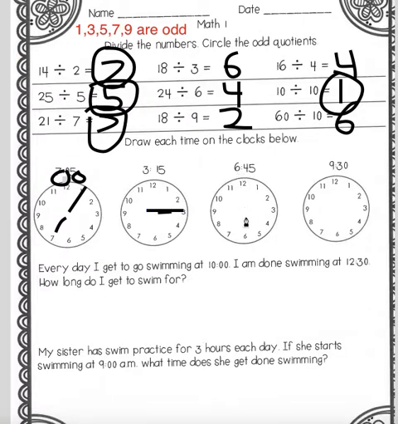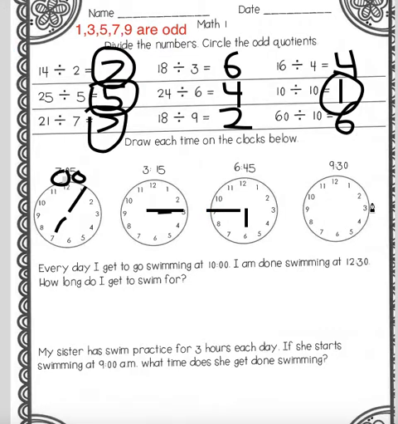6:45, so our smaller hand, which is telling us our hour, will be at our 6. And 45, we're going to count by 5, starting at the 12. So 5, 10, 15, 20, 25, 30, 35, 40, 45. So our minute hand would be pointing to our 9 here.